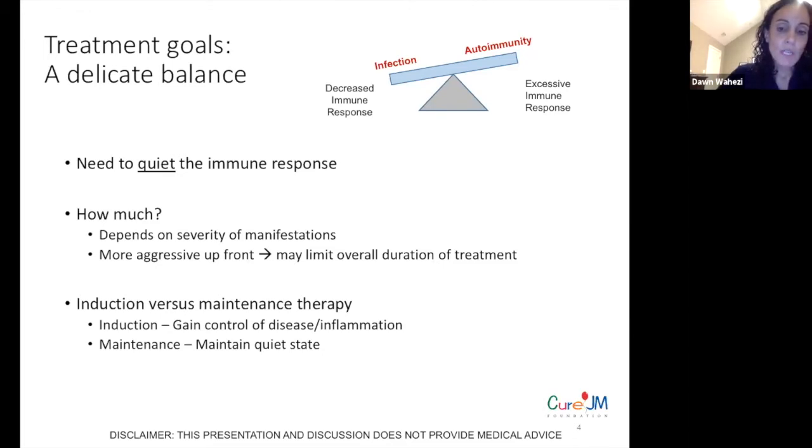When you're thinking about induction therapy, that's what we're using to get control of the disease and really limit that inflammation. Once we do that, and once the inflammation is better, then we're talking more about maintenance therapy. So we want to get them quiet, and then keep them quiet for a certain period of time, and then we talk about starting to taper off therapy. So it's really a process for the treatment.